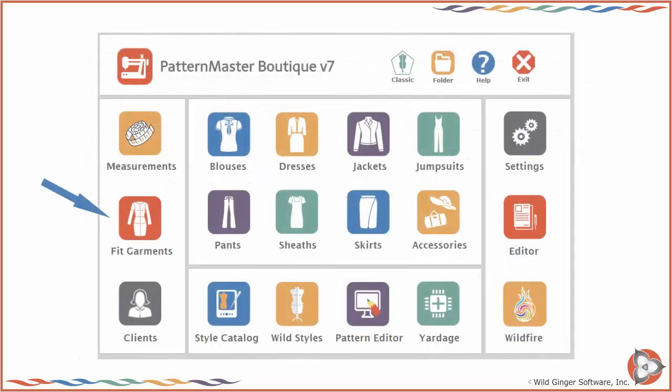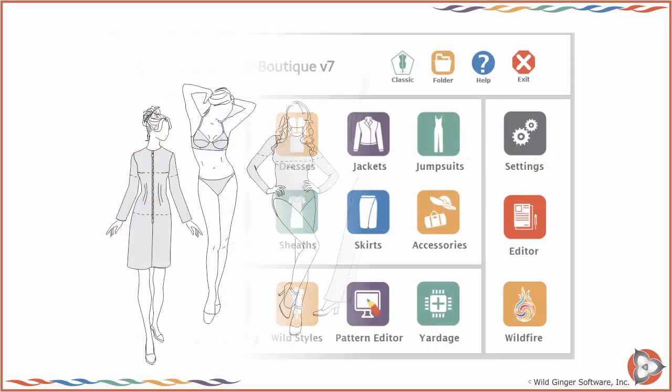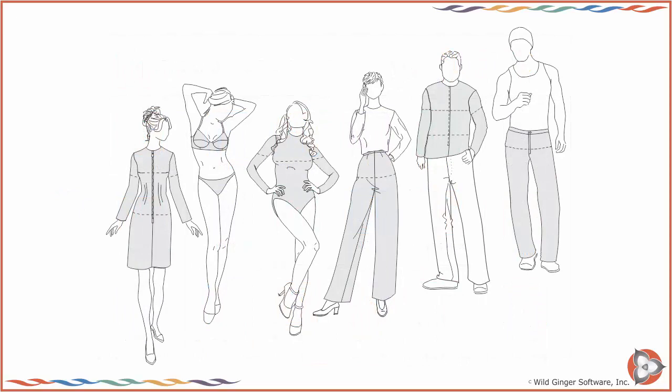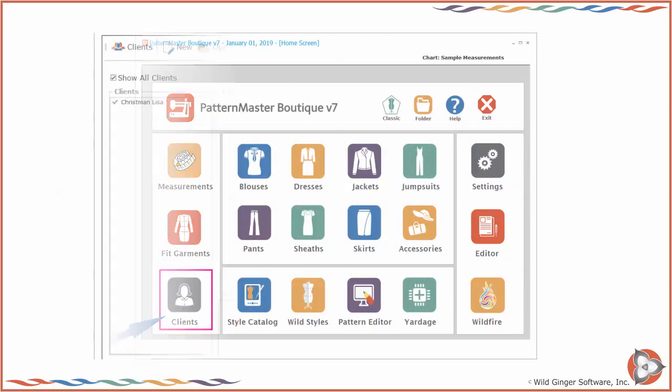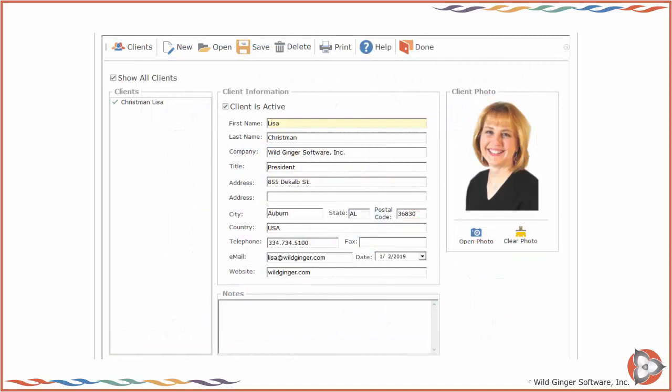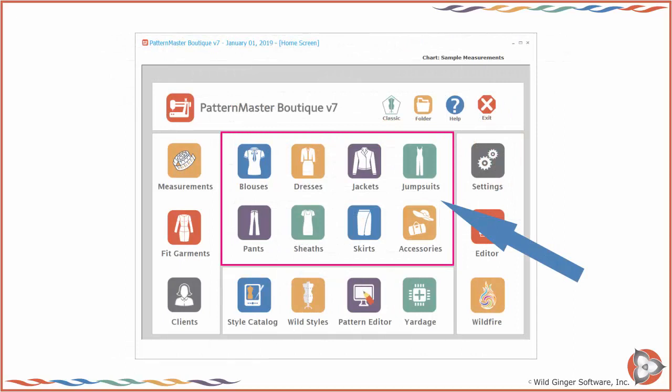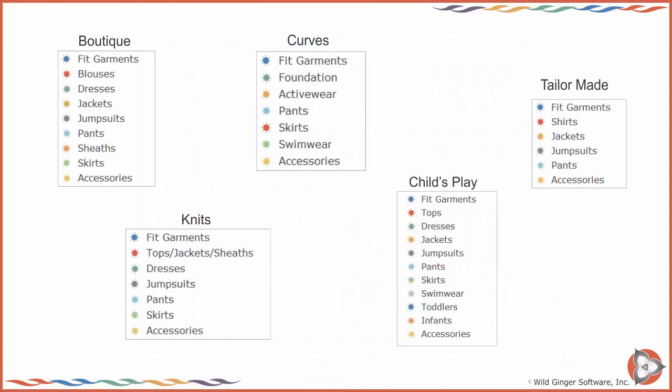Fit Garments takes you to the Fit Garments screen for drafting and printing the garments required to test your measurements. Clients provides a screen for storing client information, such as name, address, telephone, and email. The Home Screen Center panel displays the garment types available for drafting custom fit patterns. The garment types will vary among the PatternMaster programs.